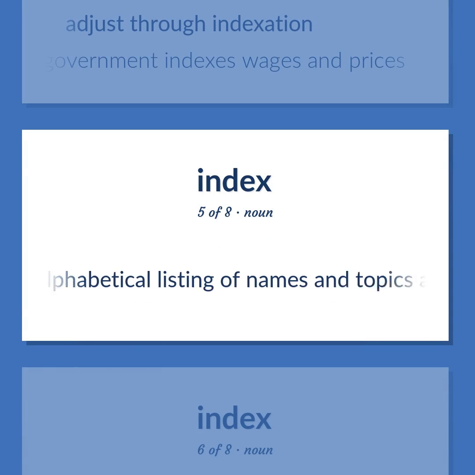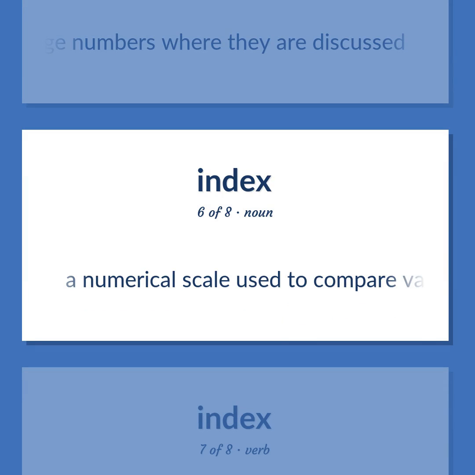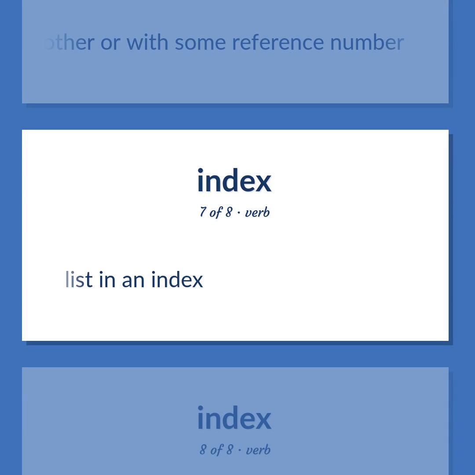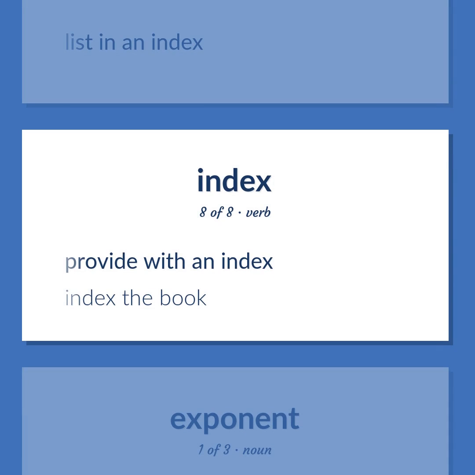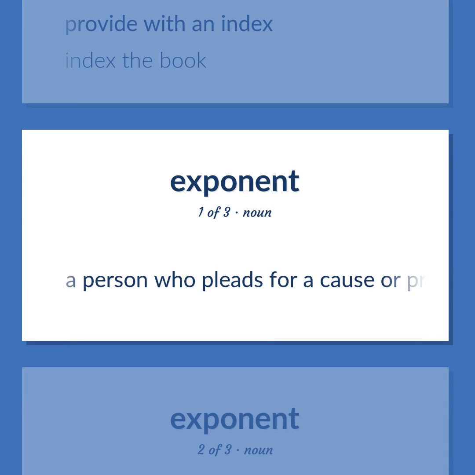An alphabetical listing of names and topics along with page numbers where they are discussed. A numerical scale used to compare variables with one another or with some reference number. List in an index. Provide with an index. Index the book. A person who pleads for a cause or propounds an idea.